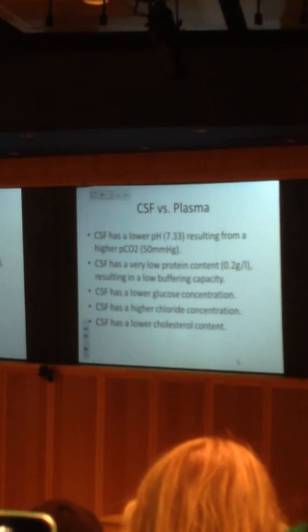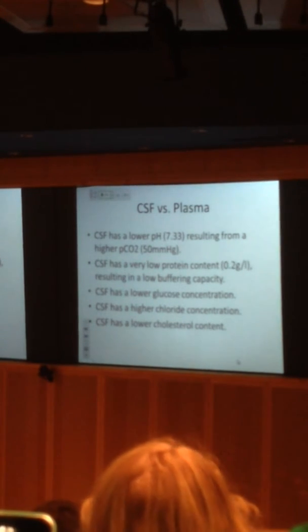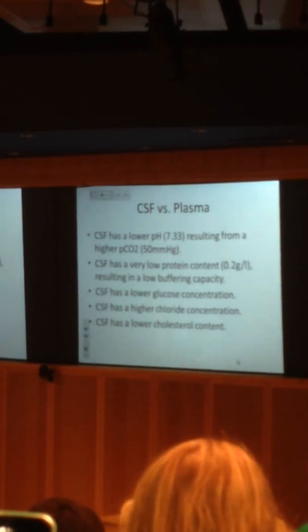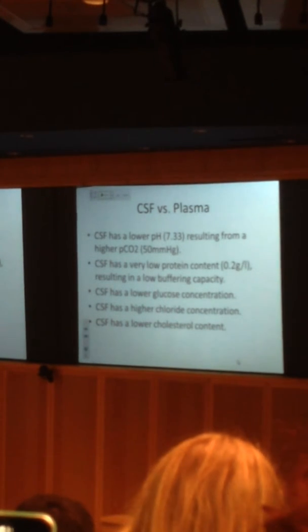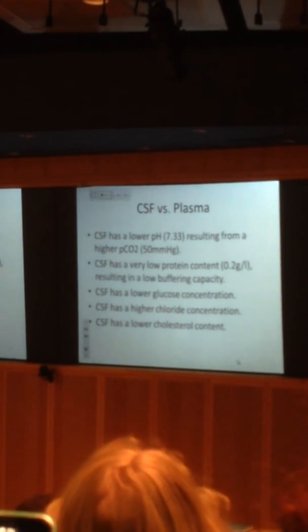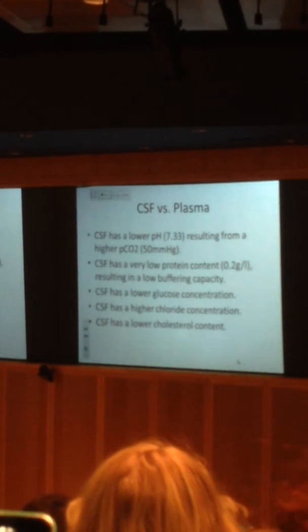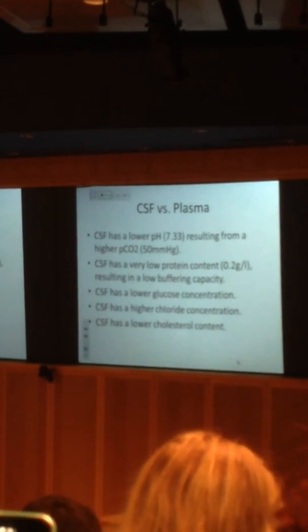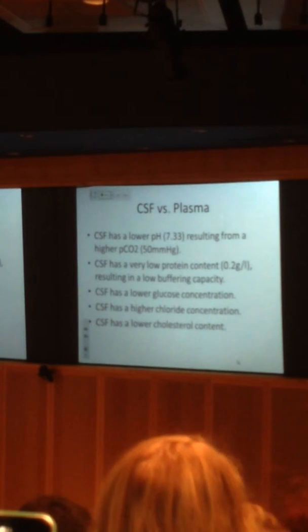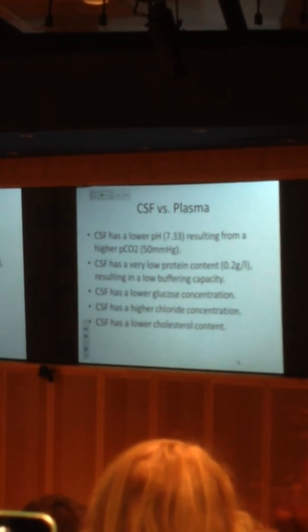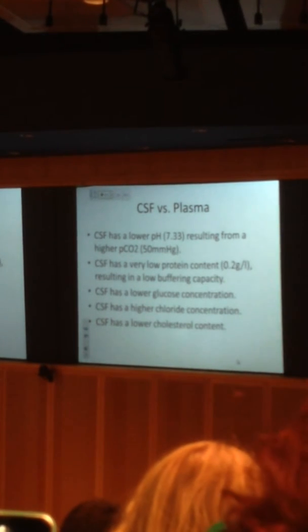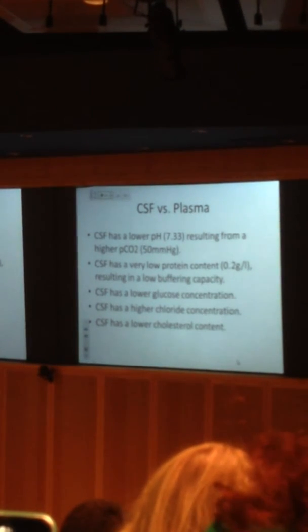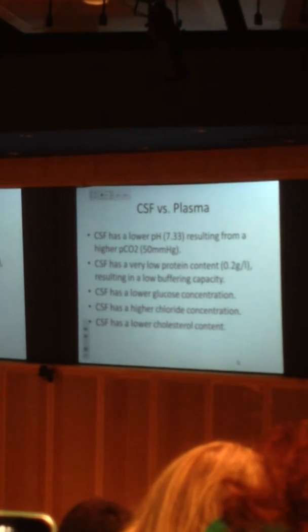Here are a couple of things showing you how the interstitial fluid and also the cerebrospinal fluid differ from your plasma. Here are some main differences that I picked out for these two compartments. First of all, your CSF has a much higher partial pressure of CO2. And because of that, you have a lower pH value. The pH value in your brain is lower than your blood.